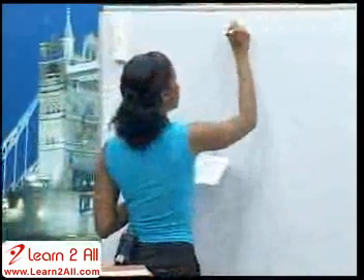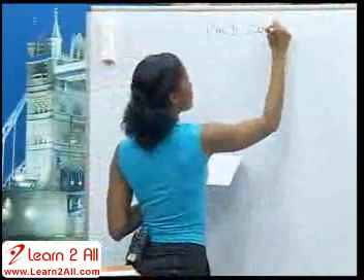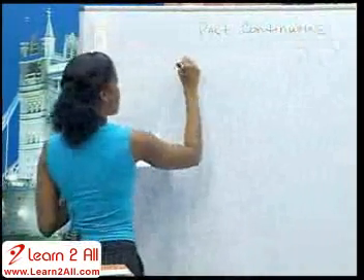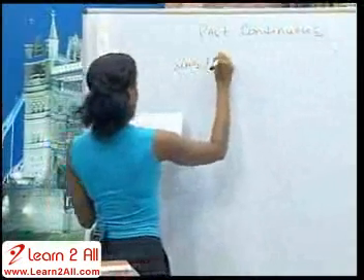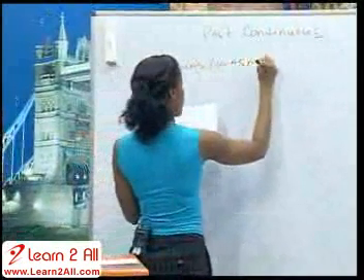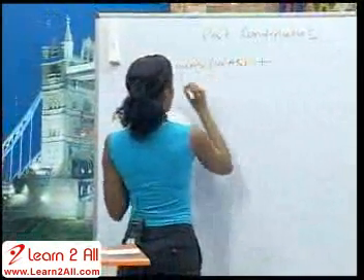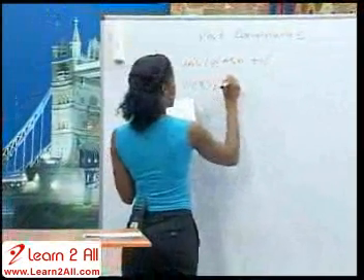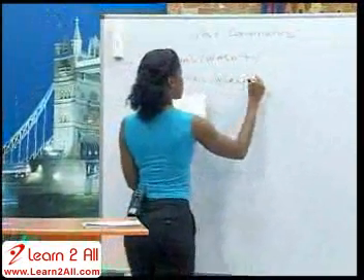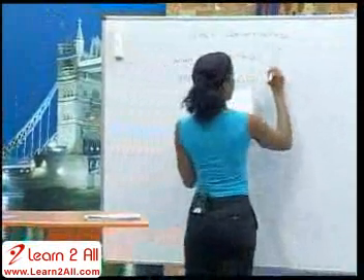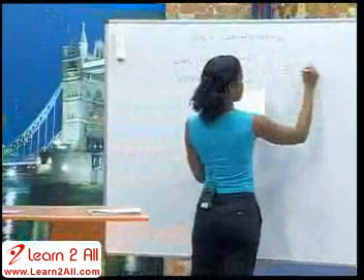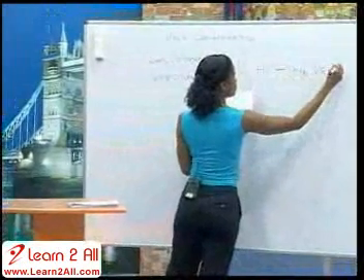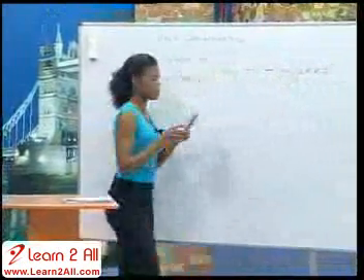Okay, so this is how we formulate past continuous. We have was or wasn't, or were or weren't, plus your ing verb, present participle.